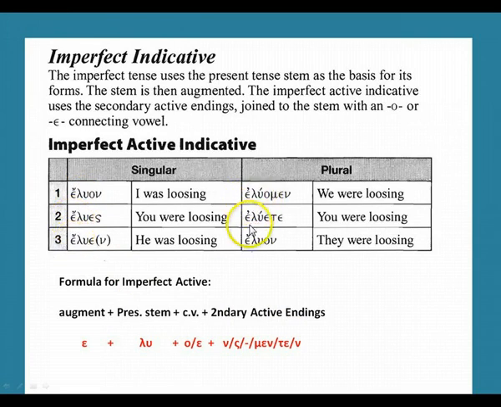Eluomen, eluete, eluon. I was loosing, you were loosing, he was loosing. Eluon, I was loosing. Eluves, you were loosing. Eluen, he was loosing. Eluomen, we were loosing. Eluete, you were loosing. Eluon, they were loosing. Now perhaps you've noticed that they were loosing and I was loosing are identical in form. Context will be the way that you tell the difference.